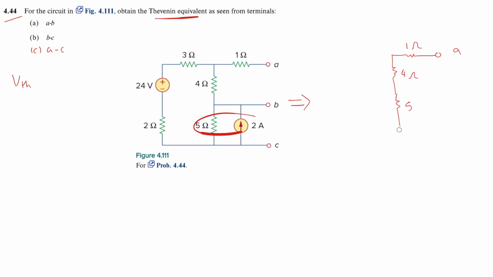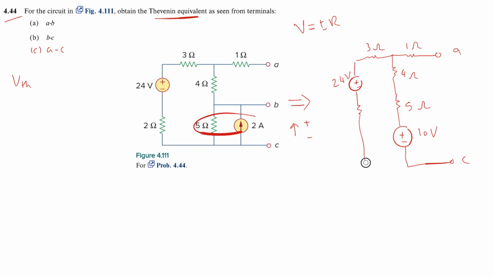5 and plus minus. Why plus minus? Because if the arrow is like this, this is the plus, this is the minus. Okay? And this is C. What's the value of the voltage source here? It's what? V equals IR. I is 2 and R is 5, so it's going to be 10 volts. This is 5 ohm. And then we have 3 ohm, plus minus 24 volts and 2 ohm.